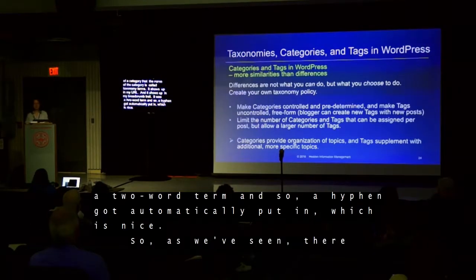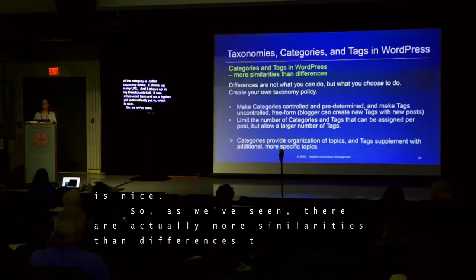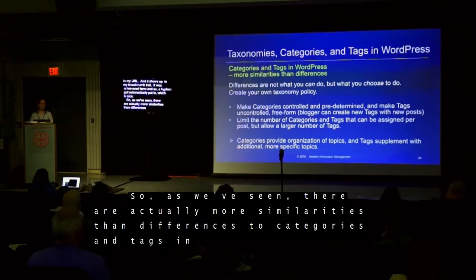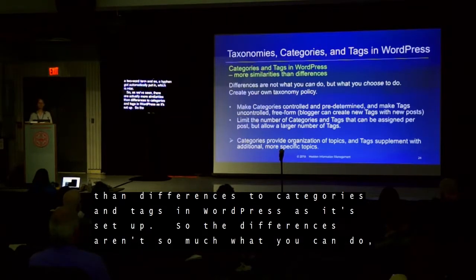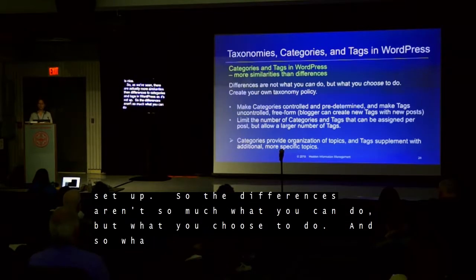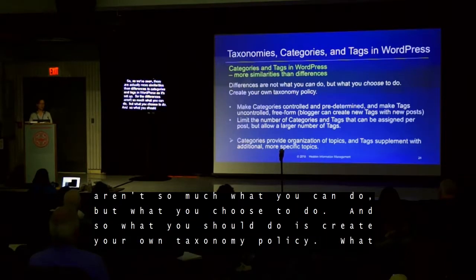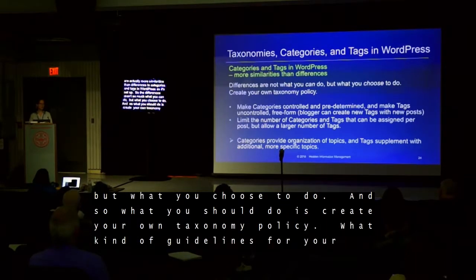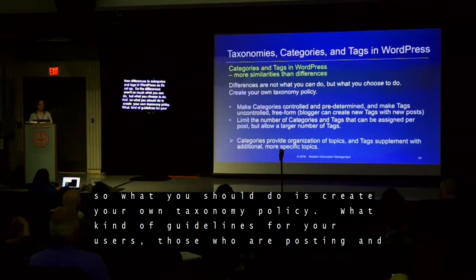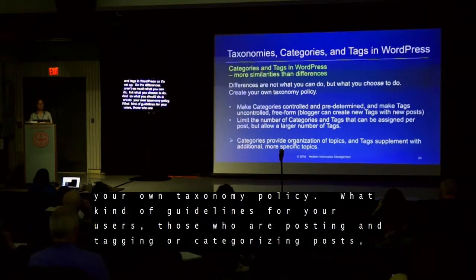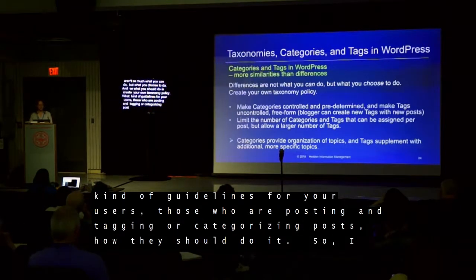So as we've seen, there are actually more similarities than differences between categories and tags in WordPress as it's set up. So the differences aren't so much what you can do, but what you choose to do. And so what you should do is create your own taxonomy policy, with guidelines for your users, those who are posting and tagging or categorizing posts, on how they should do it.